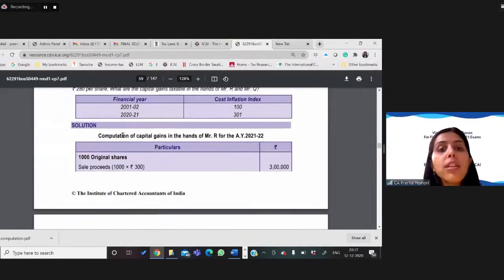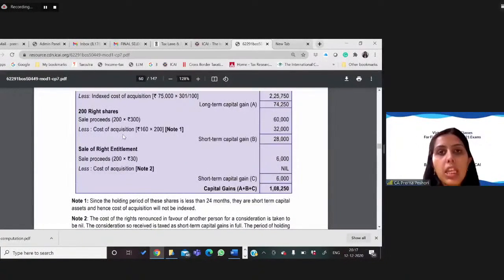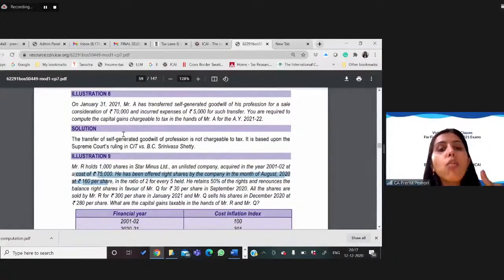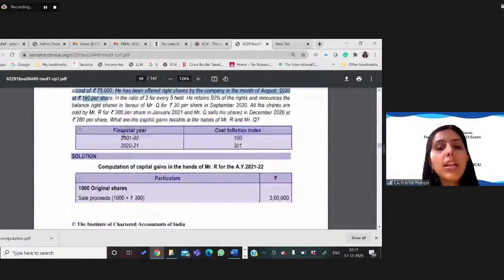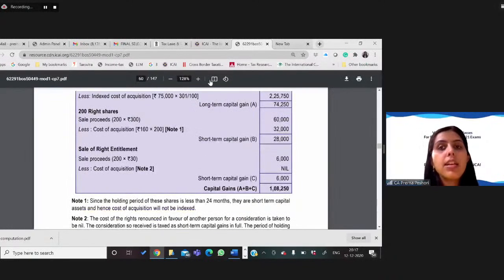Then next is sale of right entitlement. So you have sold the right entitlement at what price? 200 into 30 because that is what you are receiving, right? So in that case, the cost of acquisition will be what? It will be nil. Is it clear? And that will be your capital gains. Is the answer clear? So for the sale of right entitlement, the cost of acquisition will be nil.